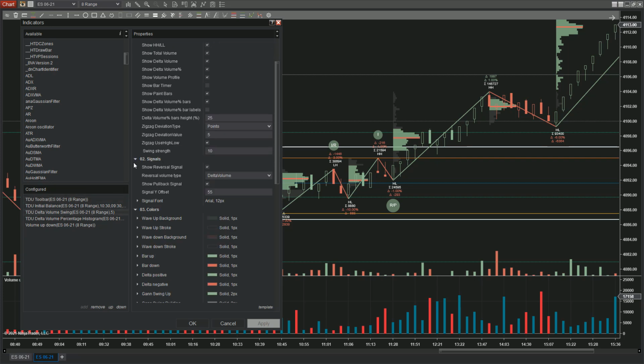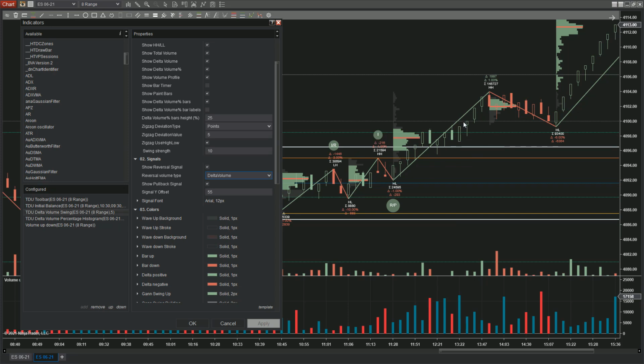So here are the signals. We're using the word signals, although I would consider them more of a notice, right? So heads up. We have three types of signals. We have the reversal volume type. So delta volume or total volume, and it's much more important to me to see the delta volume, because what I'm looking for is a potential imbalance, which you see noted right here.